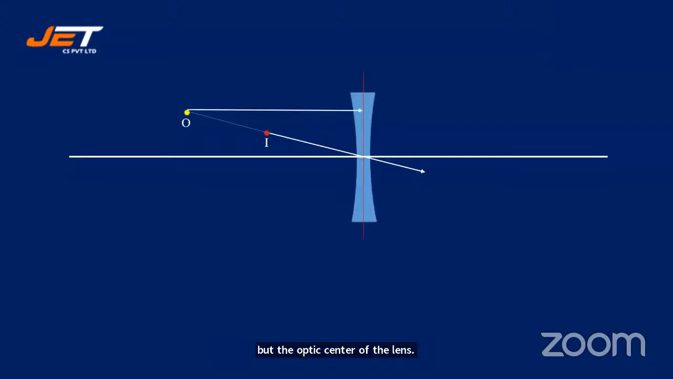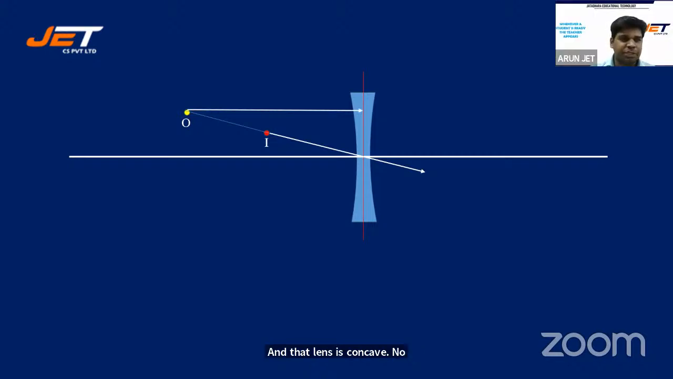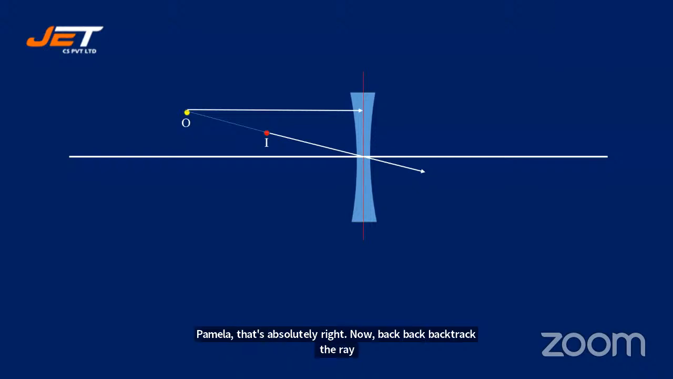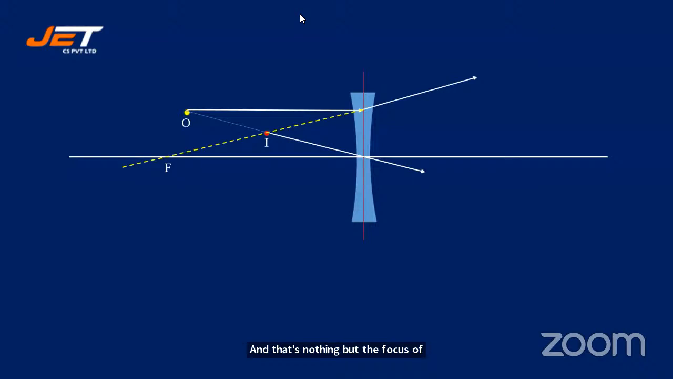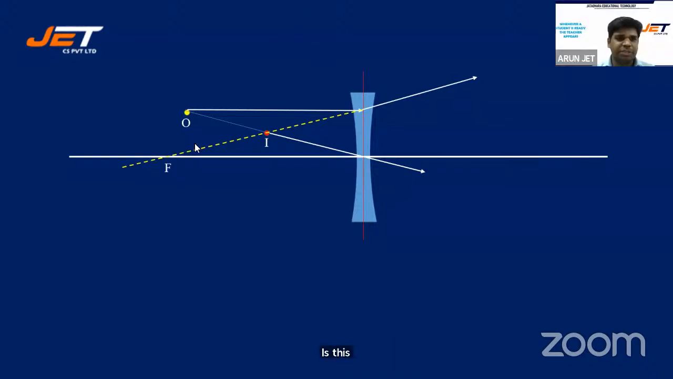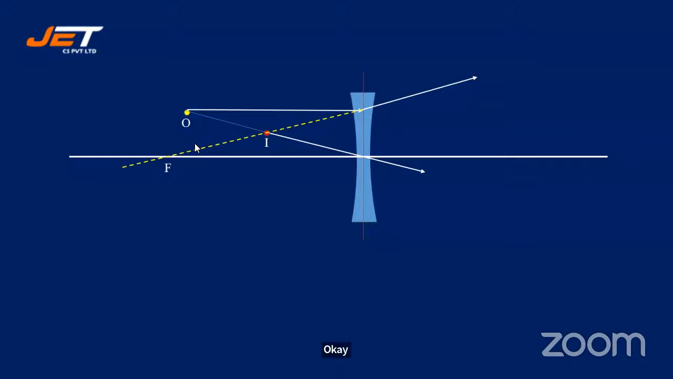Now, a ray parallel to the principal axis will pass through the focus. Yes, Bhavna, that's absolutely right. Now, when I backtrack the ray, trace the ray back, it will pass through the image this way. And that's nothing but the focus of the lens. Is this clear, students? So given an object and image, I could define the lens.